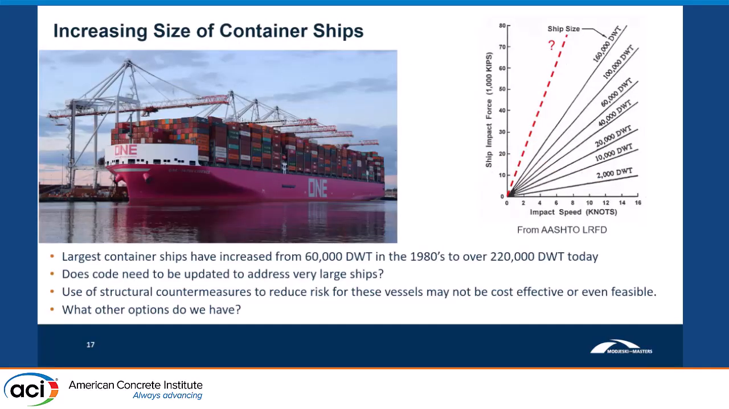And the size of container ships has increased dramatically since the 80s when the vessel protection studies began, and today ocean-going vessels can be over 200,000 deadweight tonnage. To provide countermeasures for these large vessels, it might not be cost-effective or even feasible. So what other options do we have?